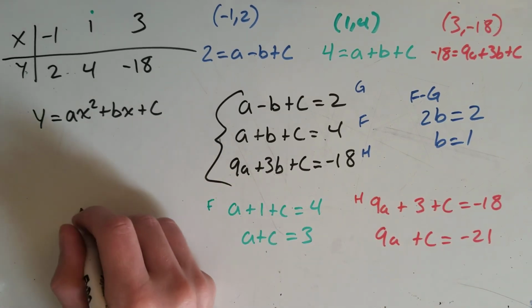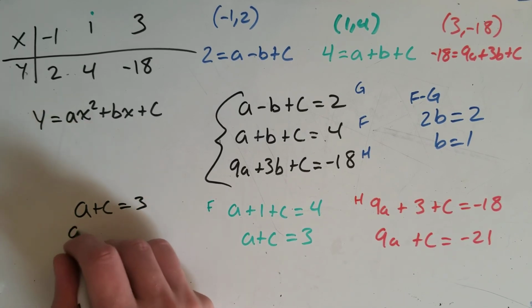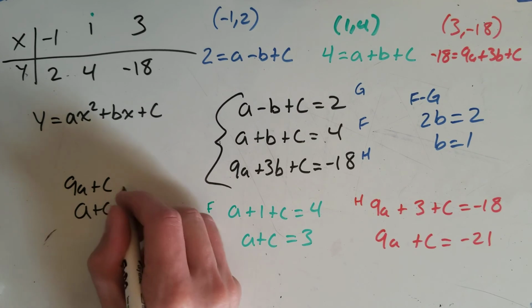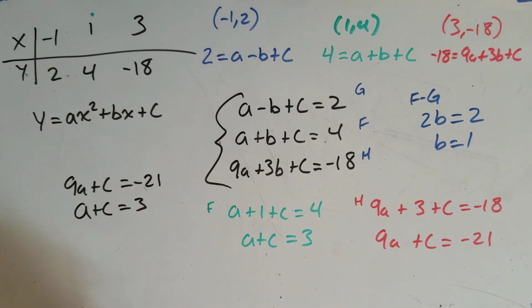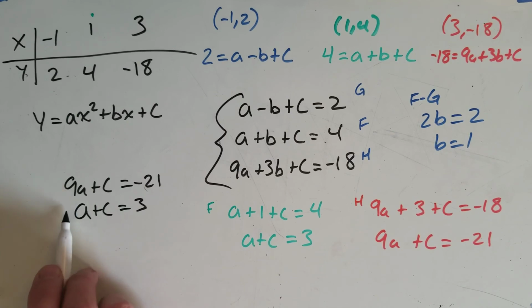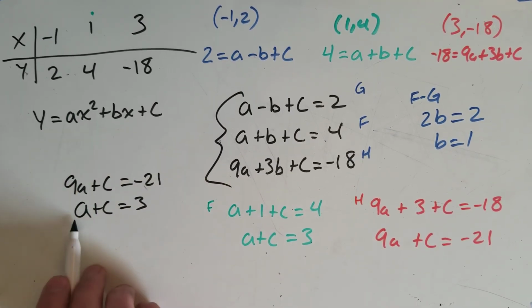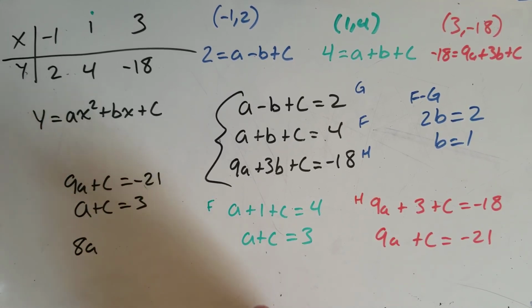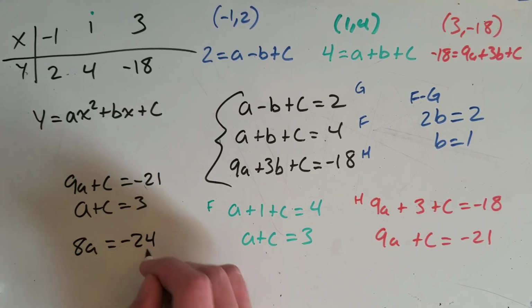So I'm going to rewrite them over here. a plus c equals 3. 9a plus c is equal to negative 21. And I'm going to do equation h minus equation f, so top minus the bottom. 9a minus a is 8a. c minus c is 0. Negative 21 minus 3 is negative 24.